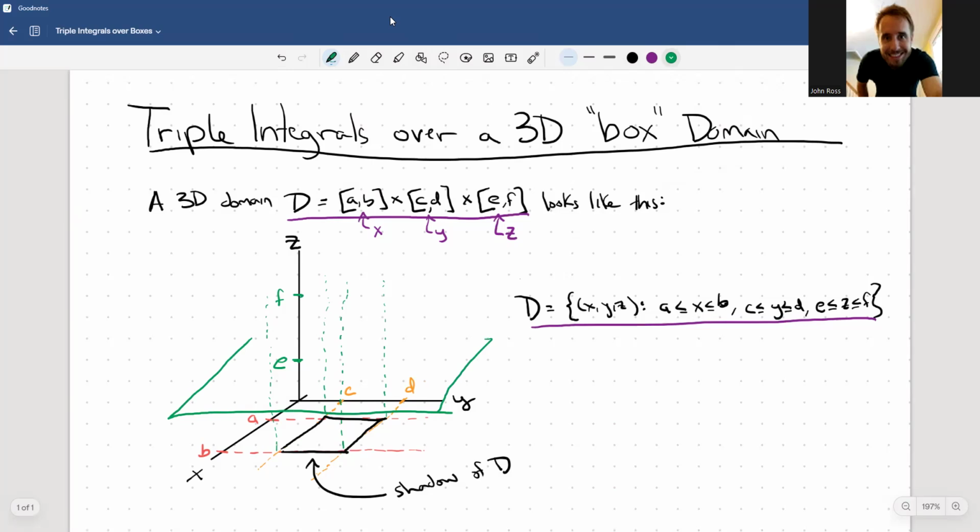And I might now take a look to see where my shadow of D, you see I have these vertical dotted lines, I might see where each of those four vertical dotted lines intersect this plane. And so what I might see is that they end up doing it at these four different points here.